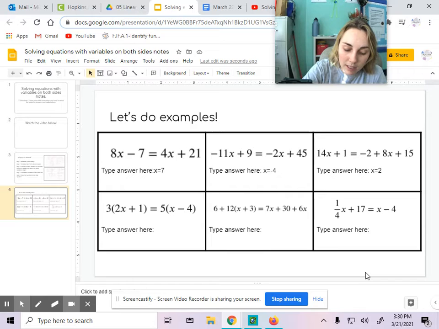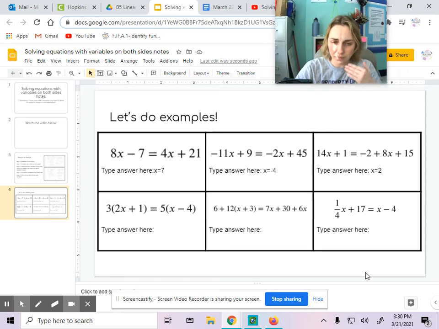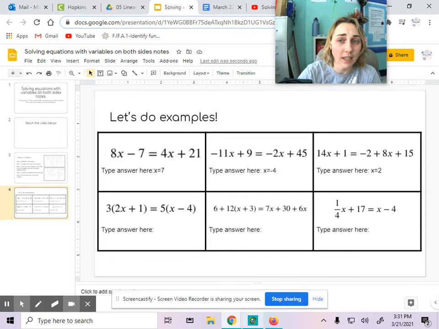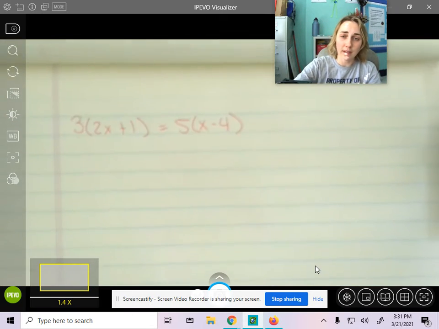Alrighty, so now we're getting to the parts where you do have to use the distributive property first, and then you can go ahead and choose the variable side and constant side and then solve for x. So in this case, you're not going to have to combine like terms, but you will have to distribute first. And remember, you always have to distribute first. So let me go ahead and do that.